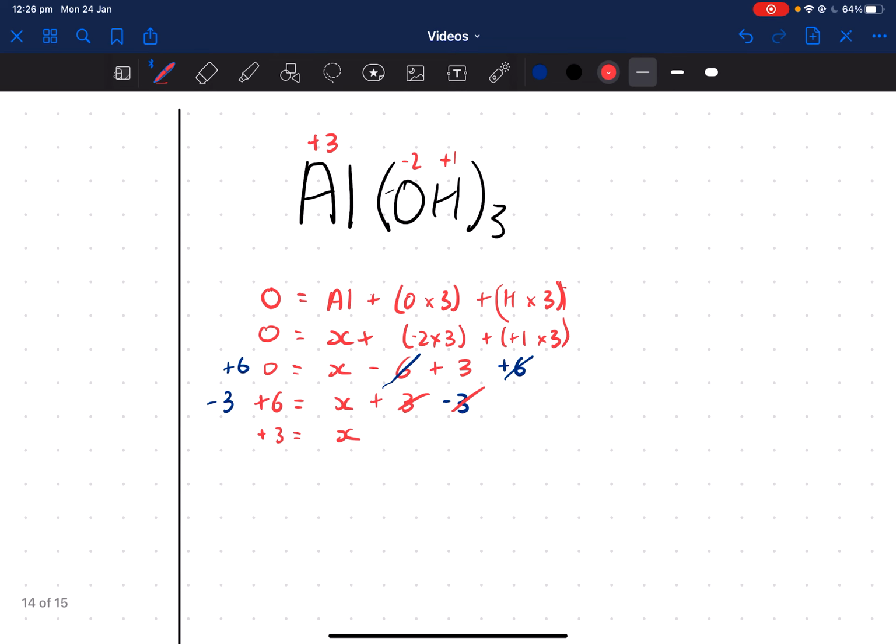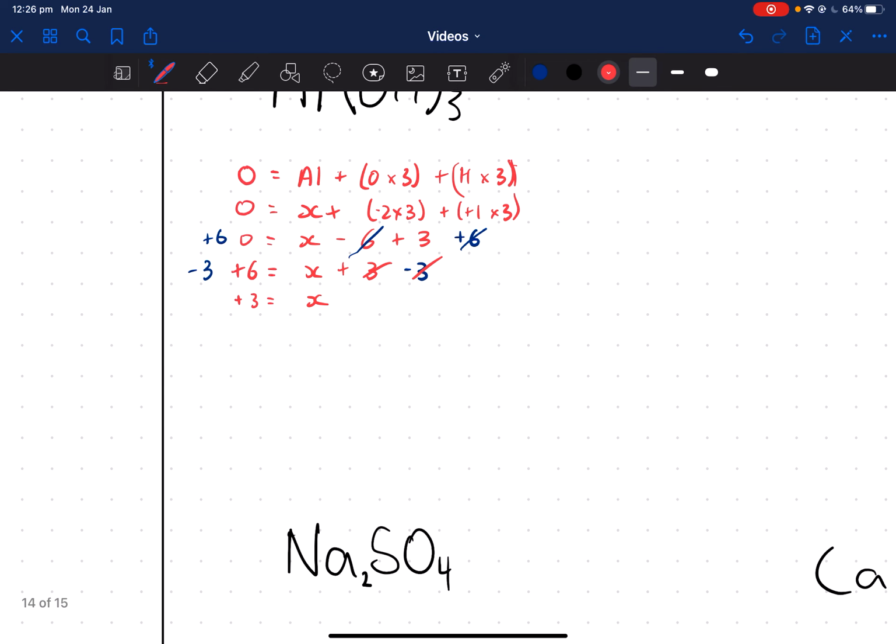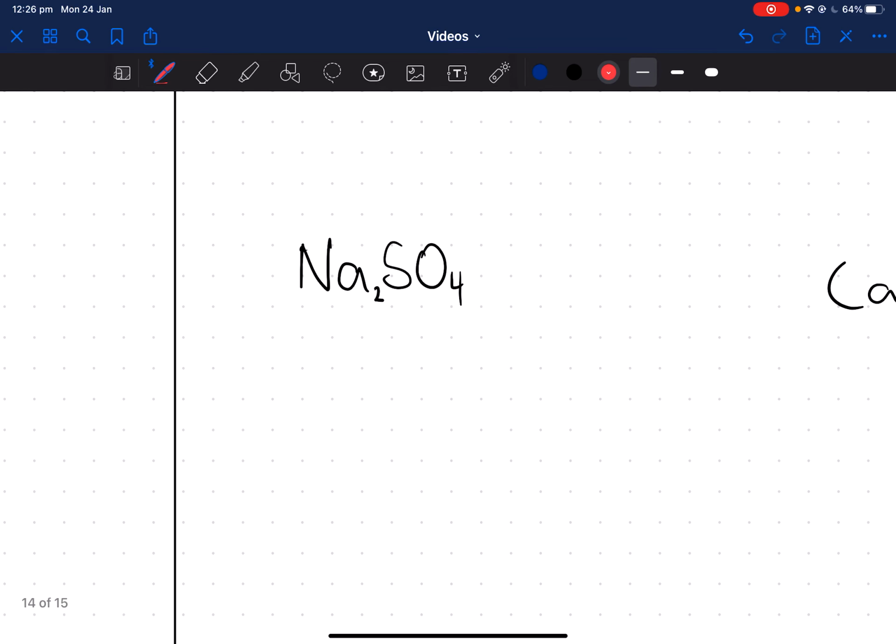So check if you got it right. If you did, that's great. If not, hopefully you can see where you went wrong. Let's try another one. So sodium sulfate.